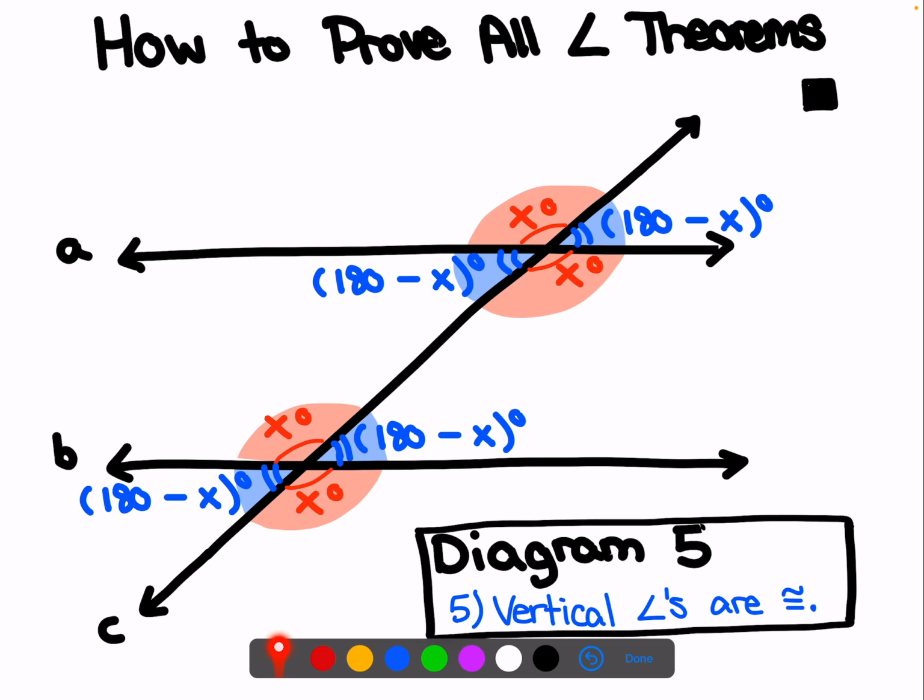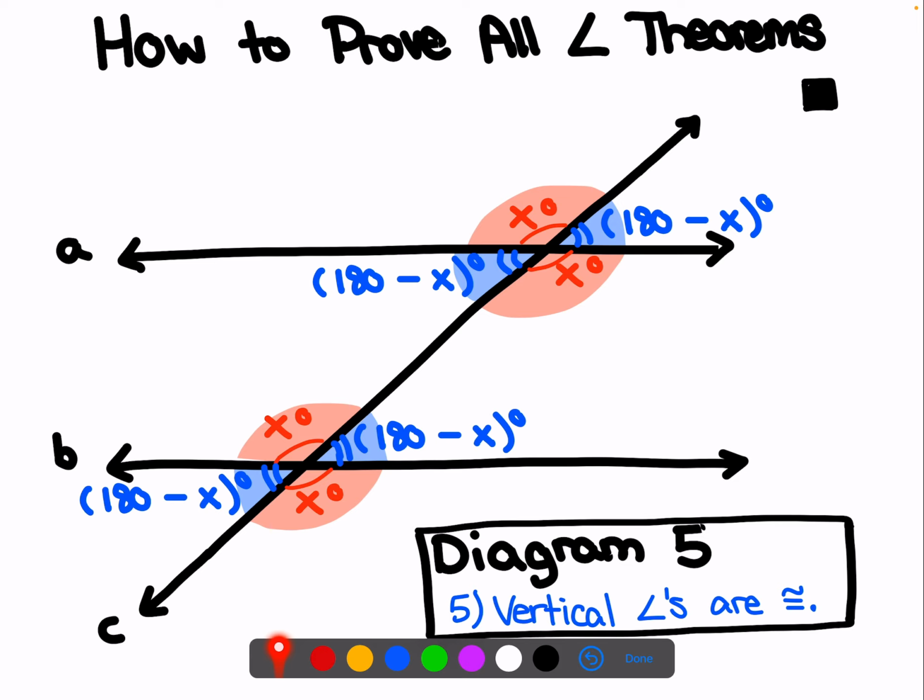So again, you'll be able to use these anytime, but those 3, vertical angles, alternate interior angles being congruent, and straight angles equaling 180 degrees, those will be the main things that you use as you prove these proofs about angle relationships. So using those, you can solve for any angle relationship and prove it.